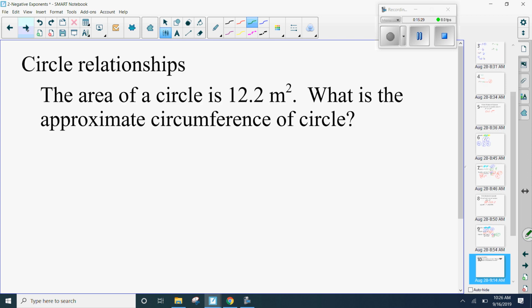The last thing we want to talk about, circle relationships. Is there a question or anything so far? I've kind of thrown it at you. Review from last year, I hope.